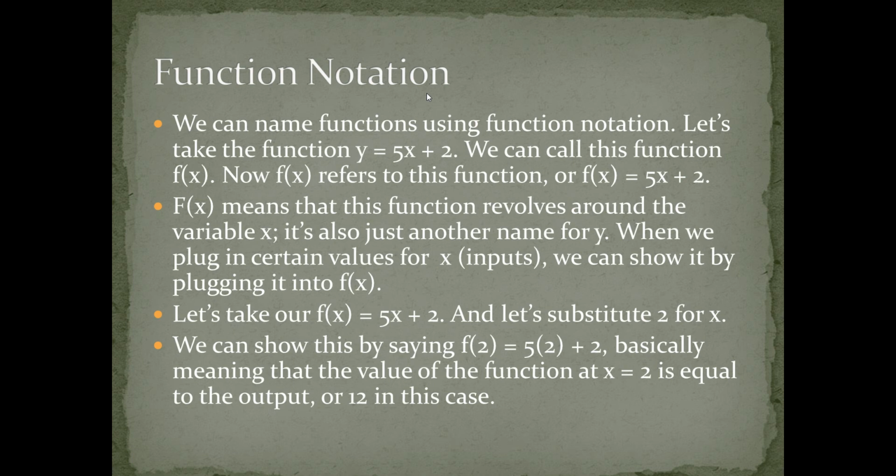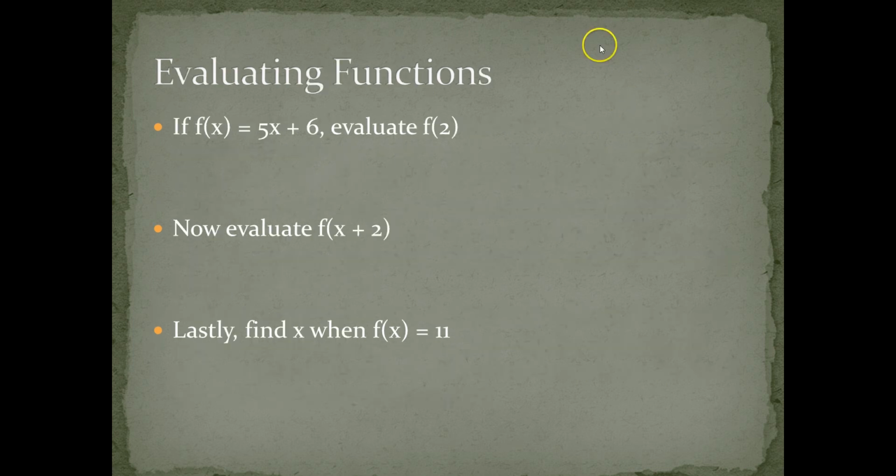When we plug in certain values for x, or the inputs, we can show it by plugging it into f of x. So let's just take our function, f of x is equal to 5x plus 2. And now let's substitute 2 for x. We can show this by saying f of 2 is equal to 5 times 2 plus 2, basically meaning that the value of this function at x equals 2 is equal to the output, or 12 in this case.